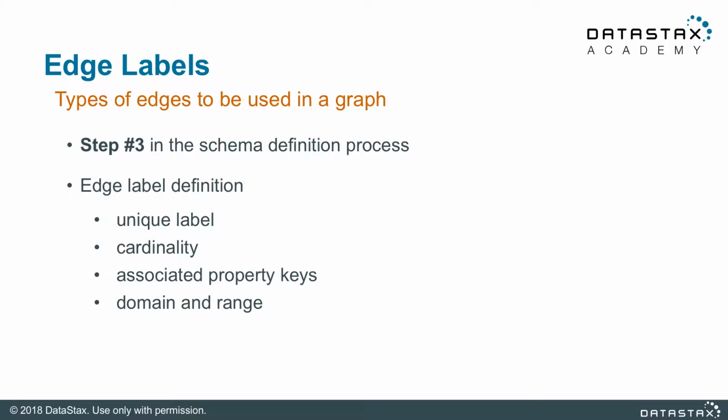Okay, so now that we know how to define our property keys and vertex labels, let's talk about how you actually create the relationships between them. These are known as edges, and as such, we need to define edge labels as a third step in our schema definition process. Similarly to vertex labels, an edge label contains a unique label name, cardinality, associated properties, and the domain and range. You'll notice that there's no such thing as a user-defined edge ID. This is because the edge IDs are automatically derived from the vertex IDs. We'll take a closer look at that when we talk about inserting graph data.